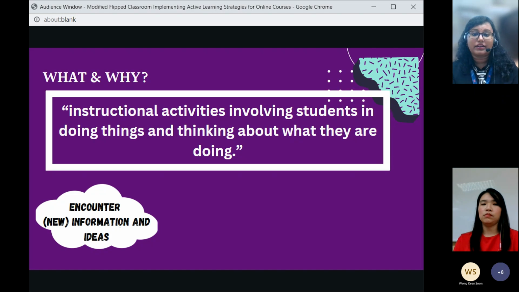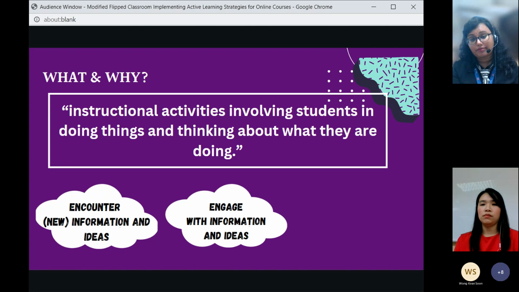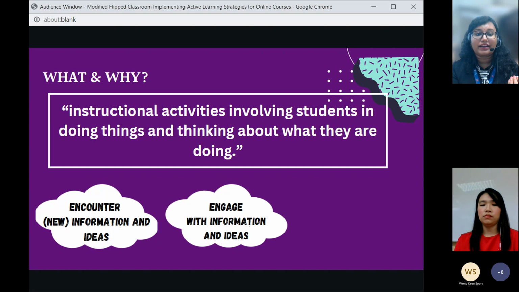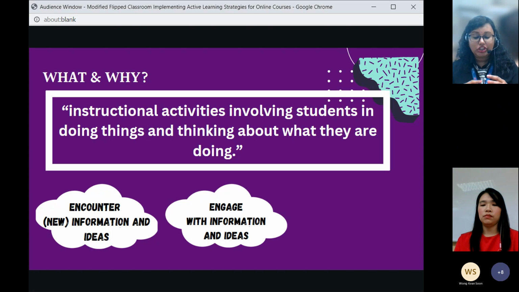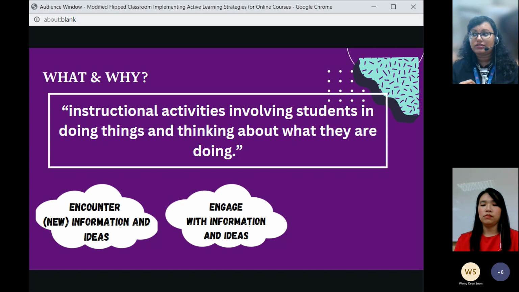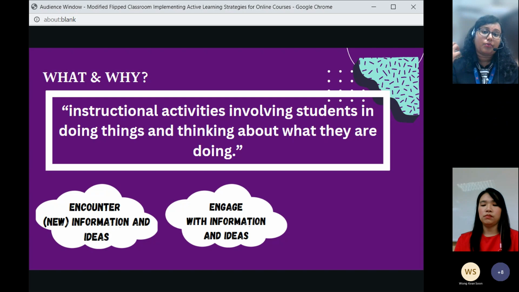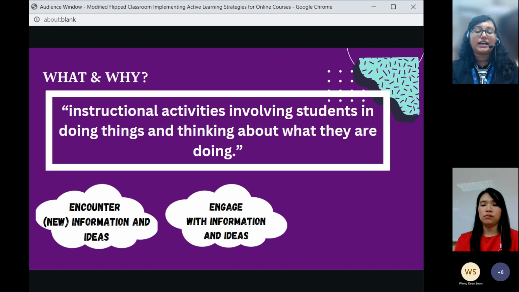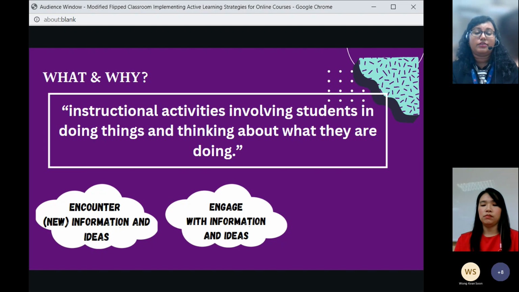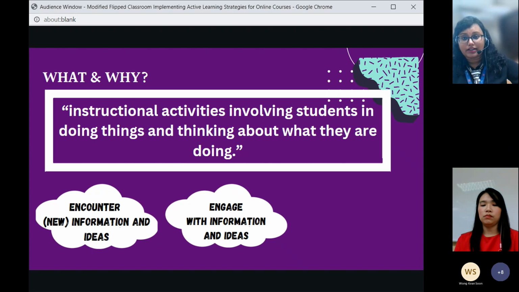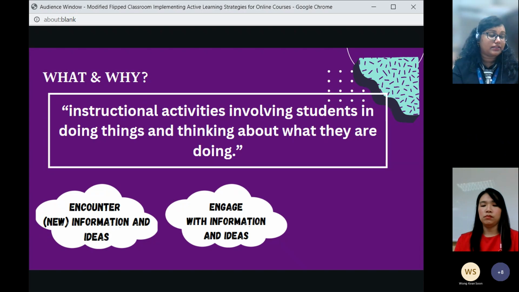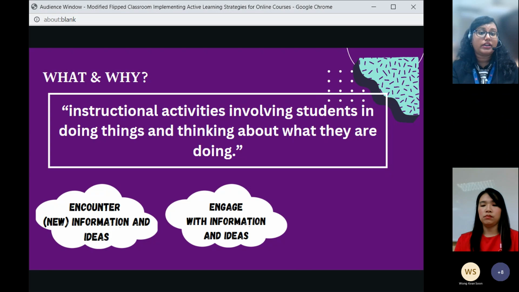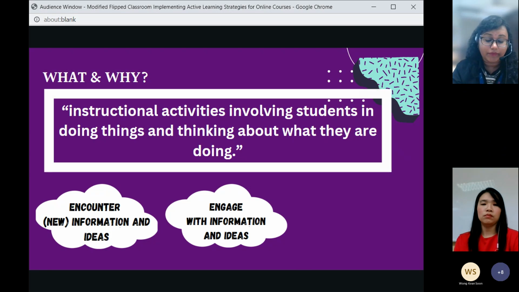The second one here is what we call engage with information and ideas. When I say engage with information and ideas, it means that in this part, students are with another student, with a group of students, or with the lecturer or the facilitators. So they are discussing the content in class. Not just listening to what the lecturers are saying, but discussing the topic. They are trying to complete a task. You can do this face to face and also online as well.